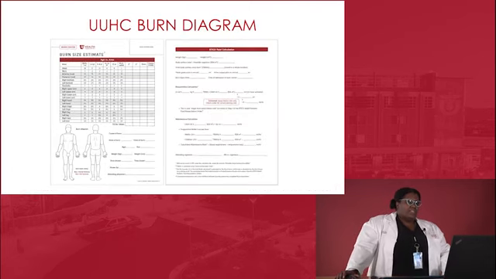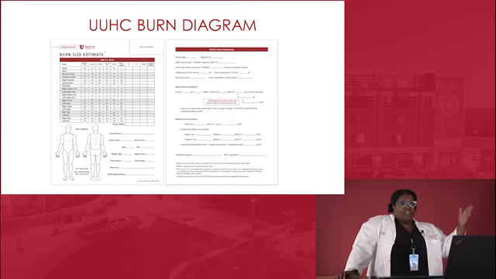So here's the UUHC burn diagram that we use. It's the Lund-Browder. It's a nice sort of diagram that breaks it down based on age and then based on the joints. And it gives us a little bit more specificity when we make our determination of the size of the burn. And then it has all this important data to help us navigate calculating initial fluid rates.